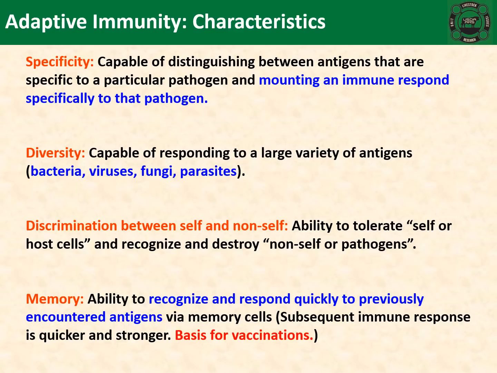Unlike the innate immune system that generates a rather nonspecific immune response to a wide array of pathogens, the adaptive immune system is capable of mounting an immune response that is specific to a given pathogen. The adaptive immune system is also very diverse, mounting an immune response to bacteria, viruses, fungi, and parasites. Another distinguishing aspect about the adaptive immune response is its ability to tolerate self or host cells and to recognize and destroy non-self or pathogenic cells.